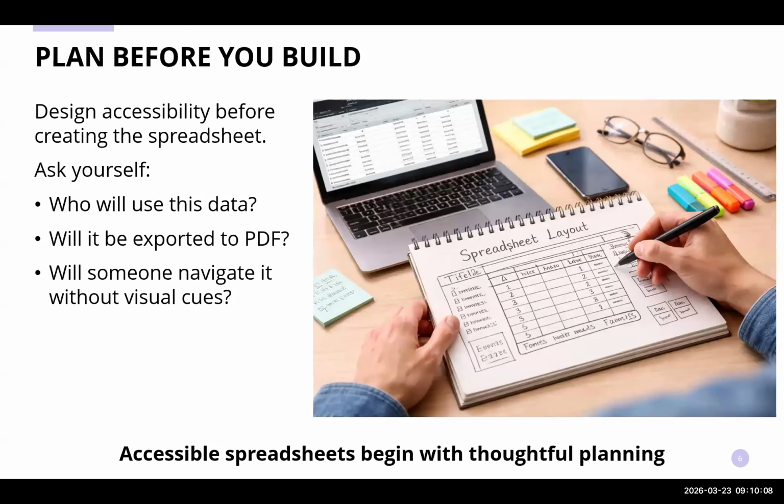Now, even before you open a spreadsheet or Excel and start typing your data, this is where accessibility really begins. That is planning. I know it is tempting to just jump straight into building the spreadsheet, but taking a minute to think ahead can actually save you a lot of time later. It will also help you avoid those fixes later. So before you create anything, pause and ask yourself a few simple questions. Who is going to use this data? Is it just you, or will students, colleagues, or the public be interacting with it?